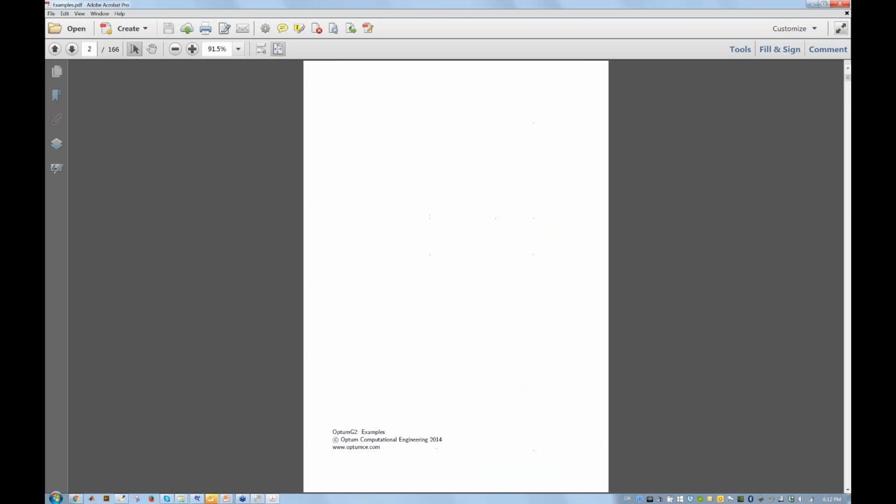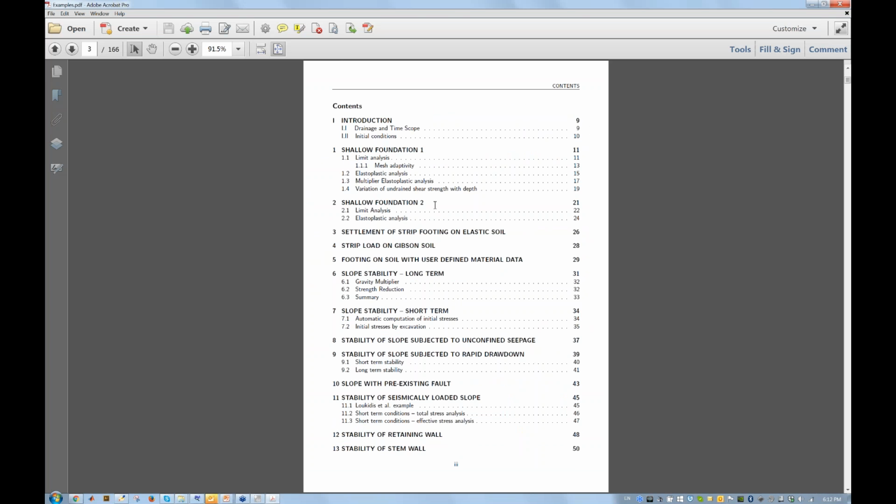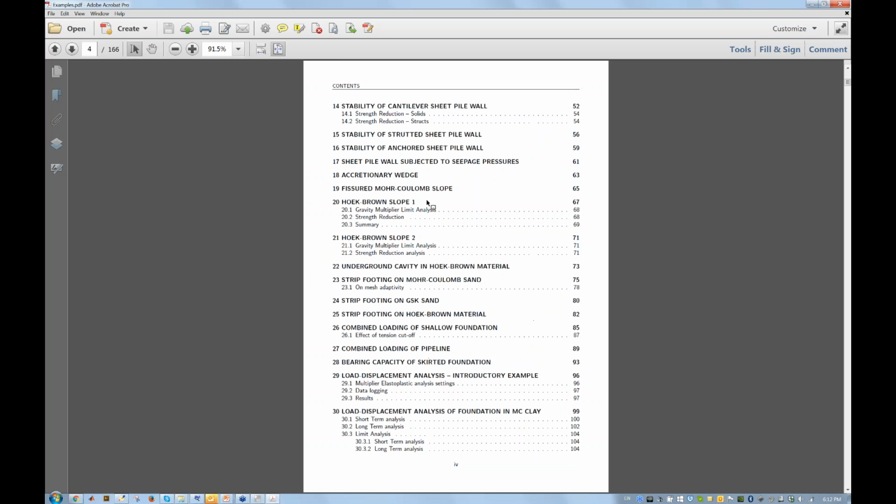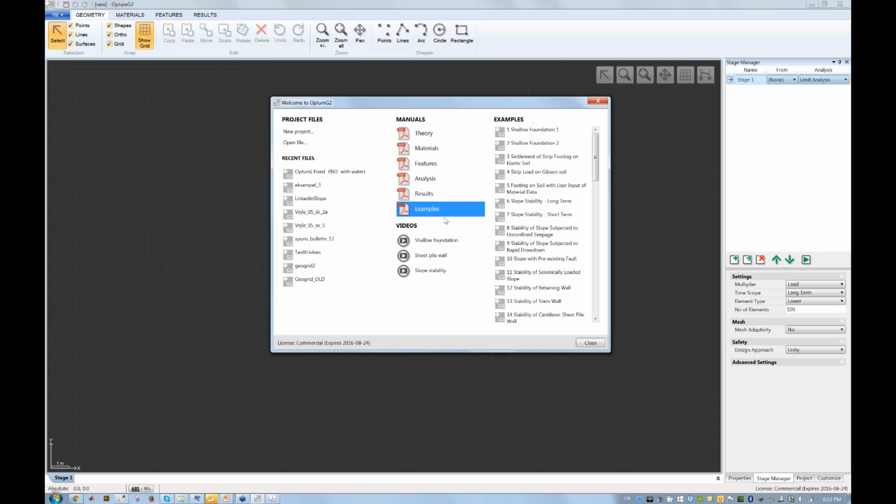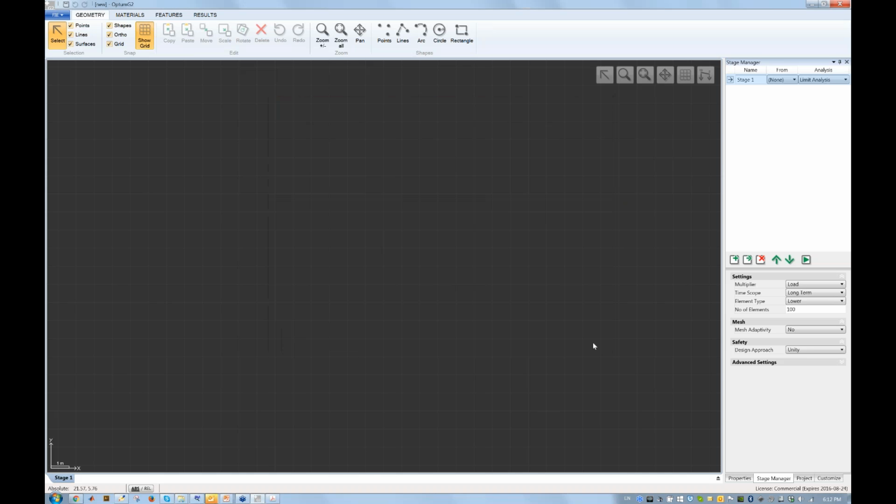from bearing capacity, foundation, slope stability, seepage, retaining walls, rock mechanics applications, and so forth. And all the examples described in the manual, the input files to those come with the program. They are listed over here. So that's a useful way of getting started, I think.